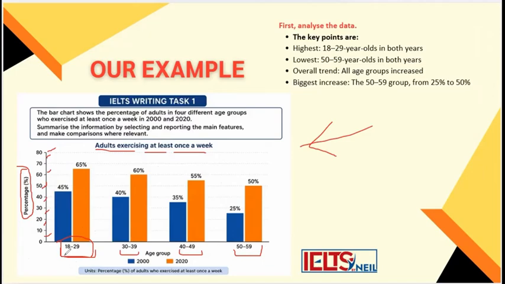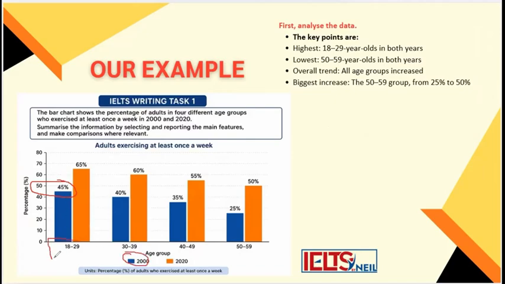If I had to read this bar graph, I'll read like this. See, 45% of the people who did exercise at least once a week in 2000 were from the 18 to 29 age group. Similarly, 65% of the people who did exercise at least once a week in 2020 were from the same age group, 18 to 29. Similarly, this age group and this age group and this age group. Now, this is how we understand this.